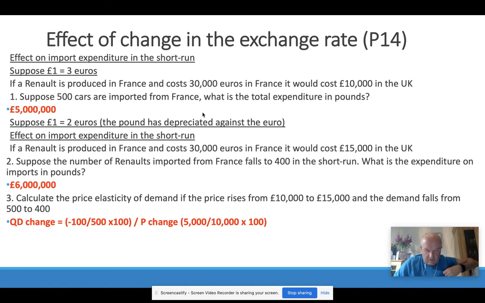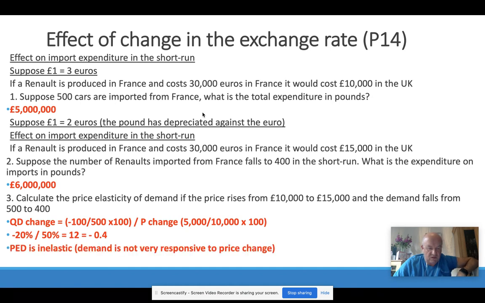And in this instance, calculating the price elasticity of demand, we've got the quantity demanded falling by 100, and the price changing by a significant amount, as you can see. So we've got a price change of above 50%, and the quantity change of just 20%. So relatively speaking, we've got inelastic demand. Demand's not particularly responsive to price change in the short term.